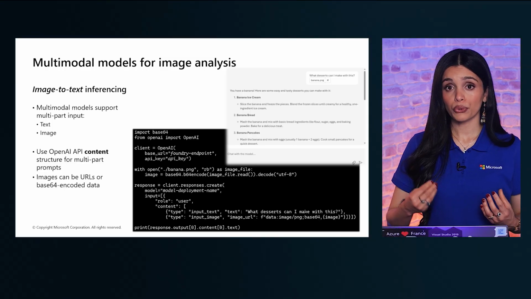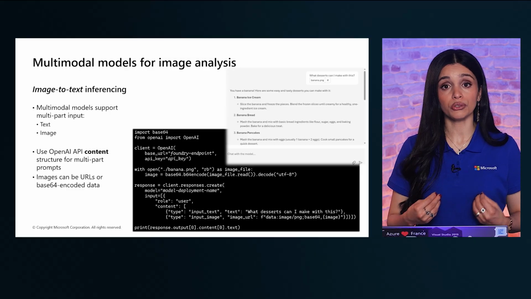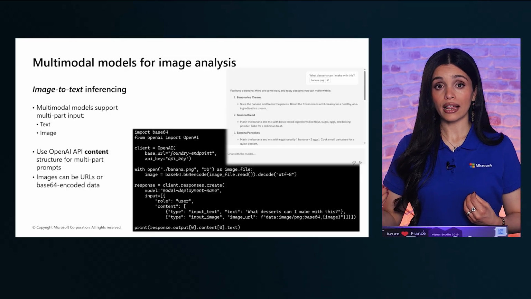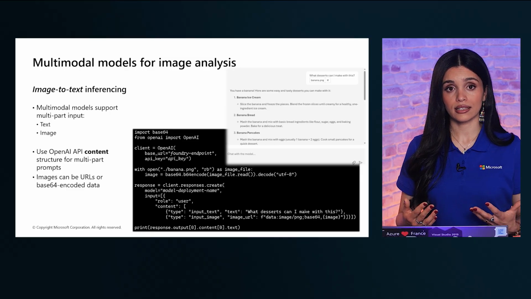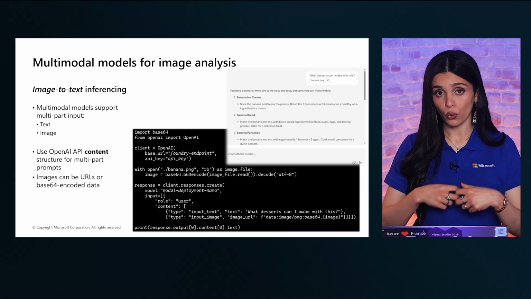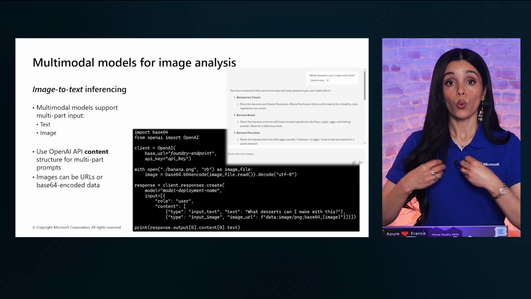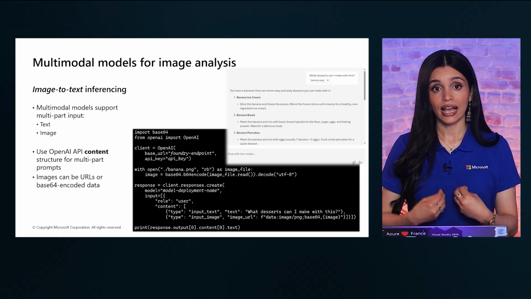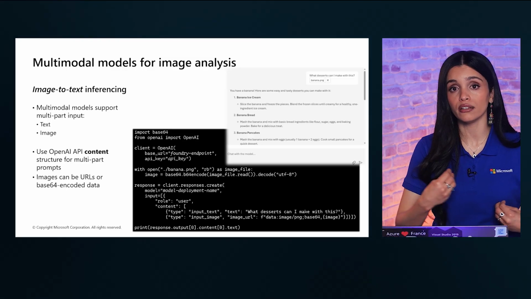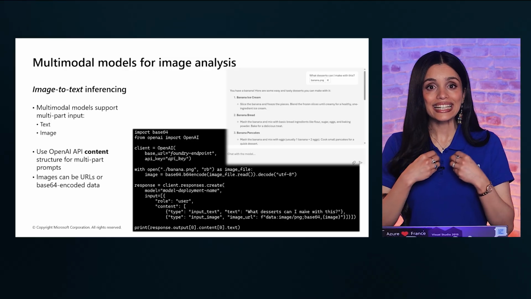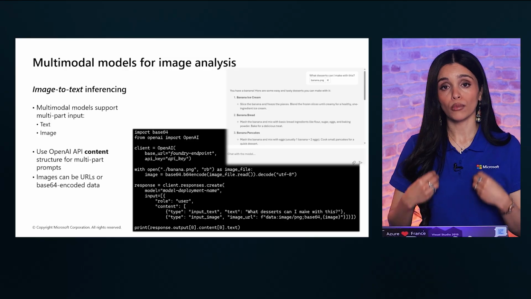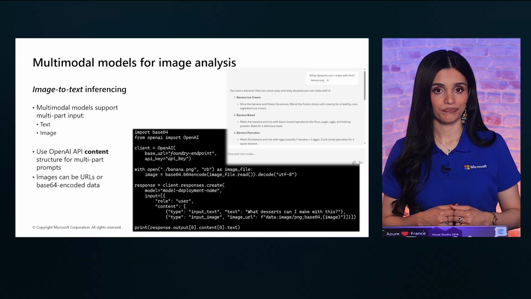Finally, the model processes both inputs together. It doesn't look at the image separately from the text. It combines them both. It understands what is in the image, what the question is asking, and how to generate a meaningful answer. This is the key power of multimodal models.